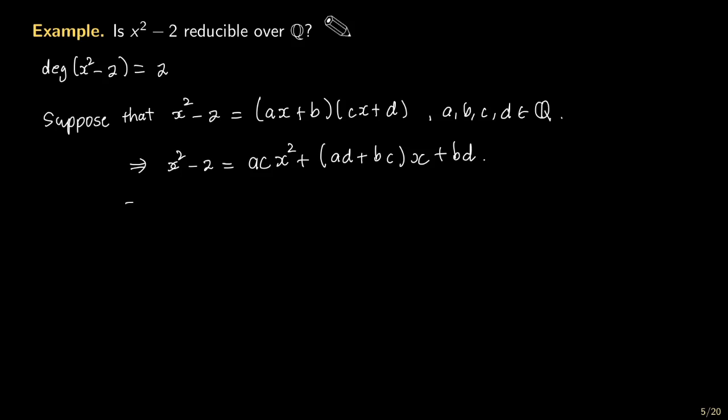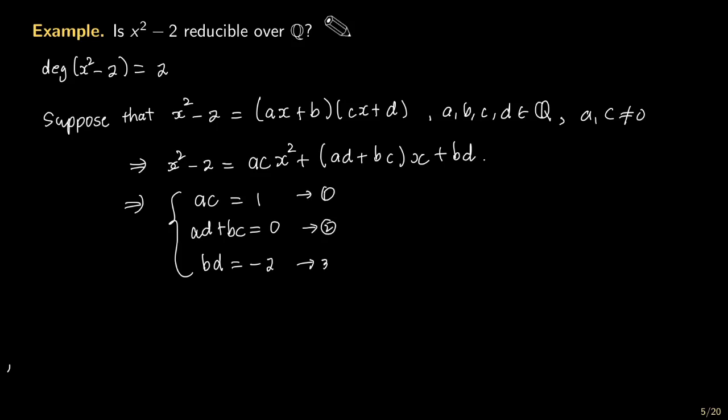Now two polynomials are equal if their corresponding coefficients are equal. So this will give us the following equations. Looking at the terms x squared, ac equals 1. Looking at the terms x, we have ad plus bc is 0. Last but not the least, bd is equal to negative 2. Alright, so what we do here is we look at the consequences of these equations.